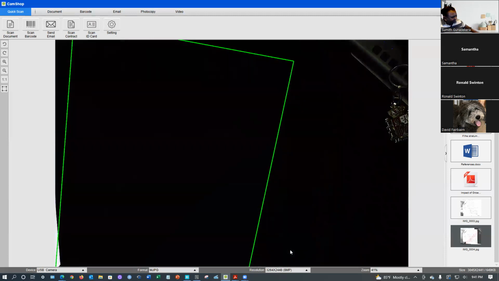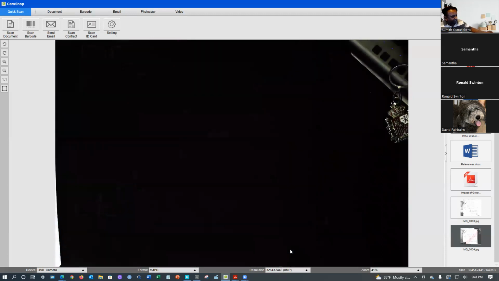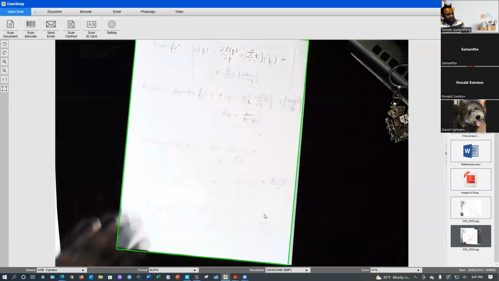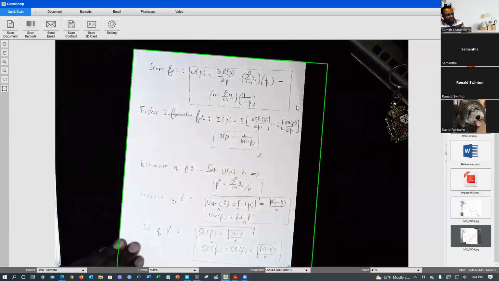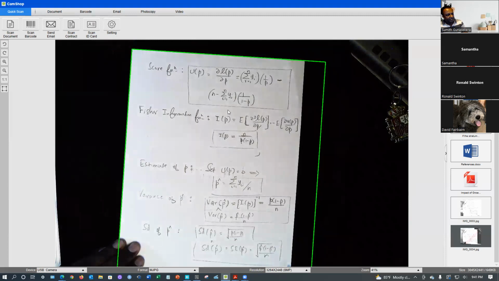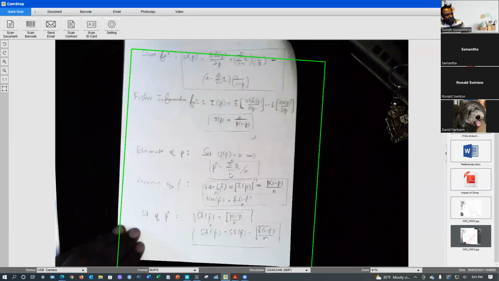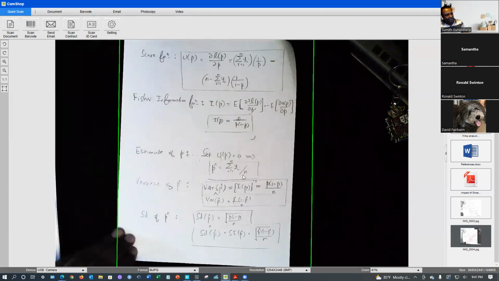When you take the first derivative of that, you get the score function. Then you take the second derivative, that's the Fisher information function. Get the expected value of that one, and if you invert it, that's nothing but the variance of this estimate. The estimate of p is nothing but the summation of yi divided by n. P is given by your data.